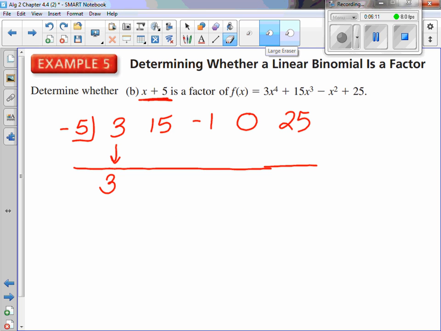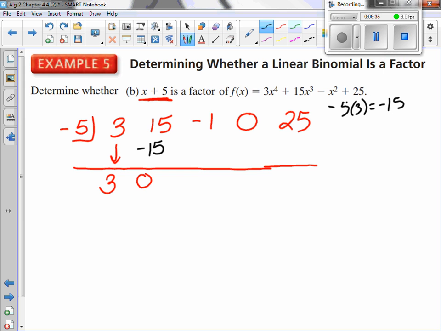All right. So that leads us into our next step where we multiply. So -5 times 3, which is -15, which we put under the 15. 15 plus -15 would be 0.